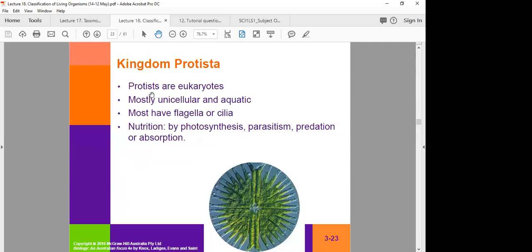Okay, what do they have in common? They are all eukaryotes, so even those that are unicellular and microscopic, they still are eukaryotes. Mostly they are unicellular and aquatic, but remember that there are some that are quite large and multicellular. Many of them have these little hair-like structures called flagella or cilia that they use to move around. Nutrition is very diverse. Some can photosynthesize, others are parasites, others are predators, and still others absorb their nutrients.